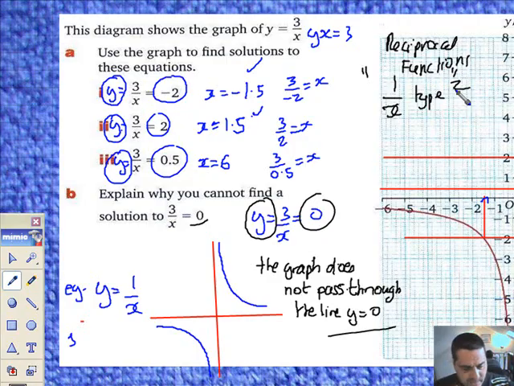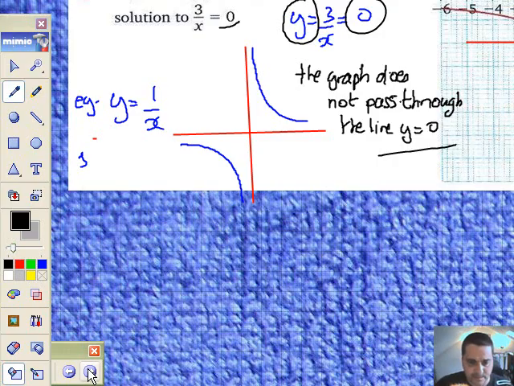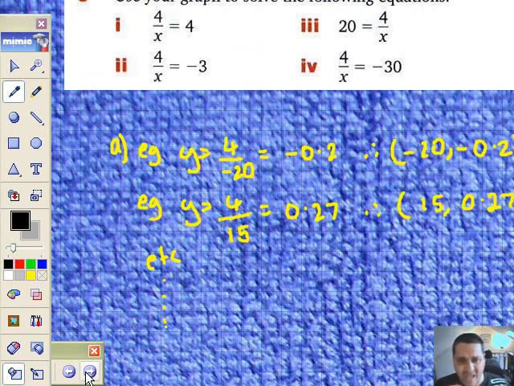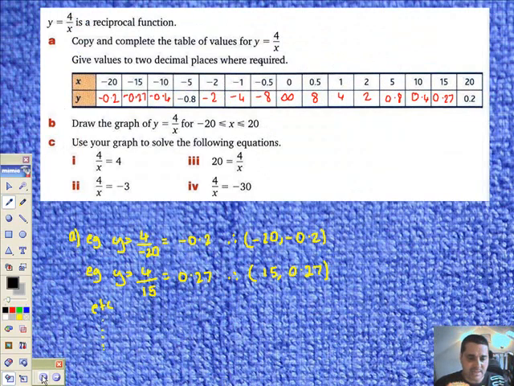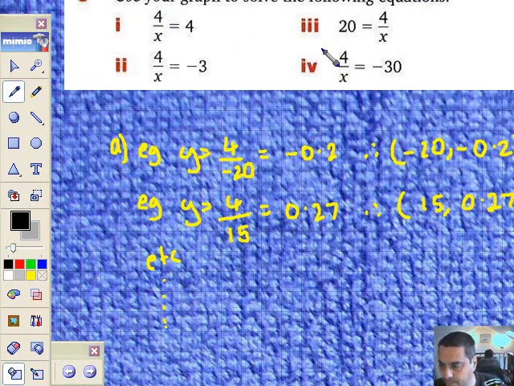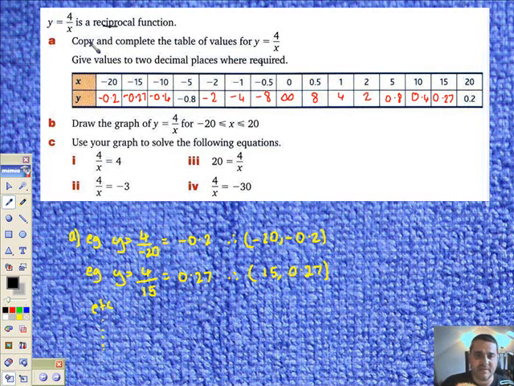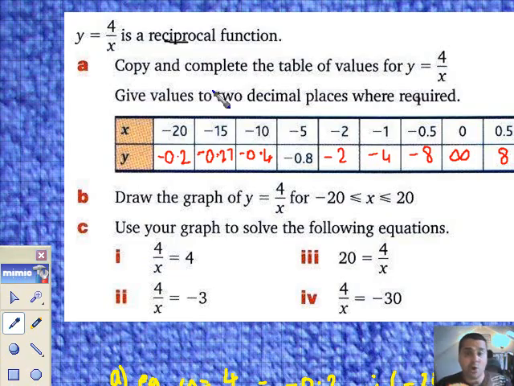Right, that's that. Now, I think I've got another question ready to go. Just one. And there it is. Now, this is question 2, and this will be the last question here, because once you've plotted one of these, it's just too long and boring to do too many. It says I'm given y equals 4 over x, as opposed to this one. Right, y equals 4 over x is a reciprocal function. It says copy and complete the table of values for y equals 4 over x.